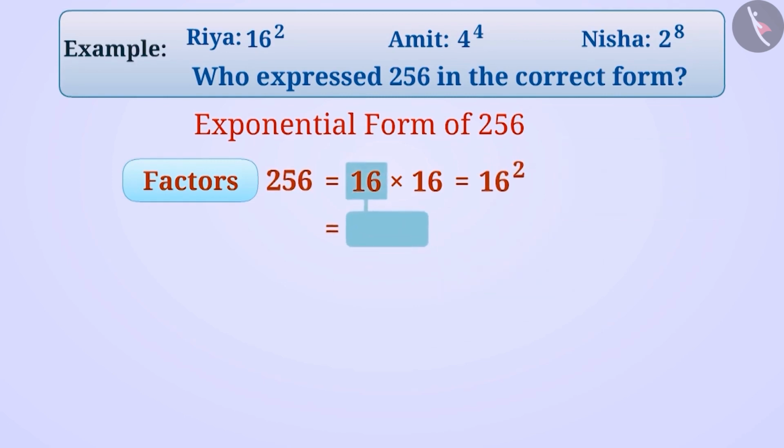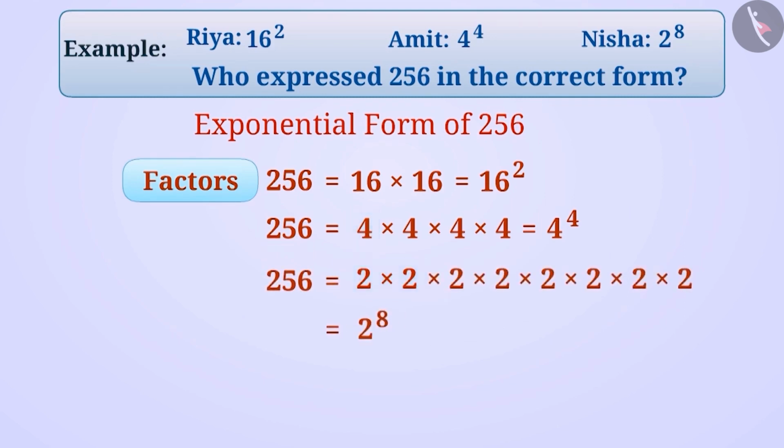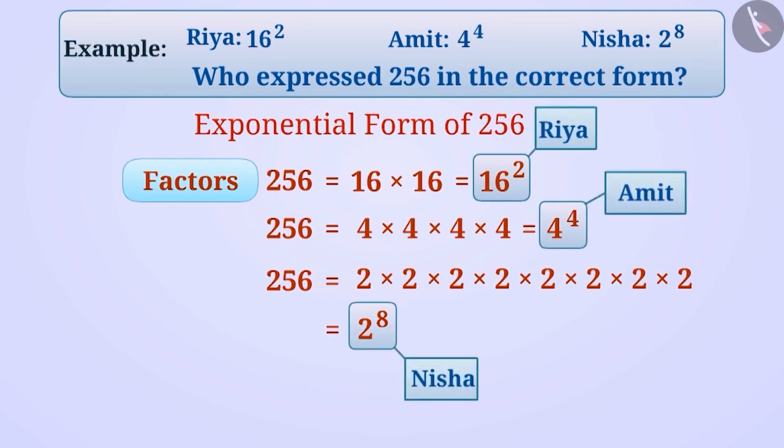If we write 16 as a factor of 4 multiplied by 4, then we get 256 is equal to 4 multiplied by 4 multiplied by 4 multiplied by 4, which is 4 raised to the power of 4. It is also an exponential form of 256. Similarly, if we write 4 as 2 multiplied by 2, then we get 256 is equal to 2 raised to the power of 8. It is also an exponential form of 256. That is, we can express 256 in exponential form as 16 raised to the power of 2, 4 raised to the power of 4 or 2 raised to the power of 8. Hence, Ria, Amit and Nisha all three have expressed 256 in correct form.